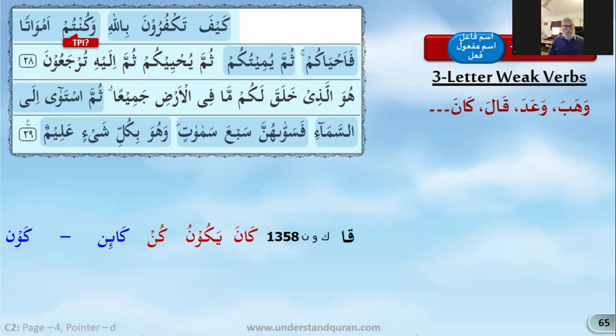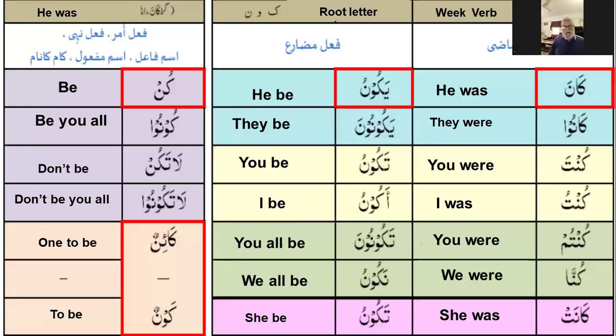Among the weak verbs is kana, yakunu, kun, ka'in, kawnun. Kaf, waw, nun is the root, bab nasara. Here it has come kuntum, the madi word. Kana, kanu, kunta, kuntu, kuntum. So this is the kana table.